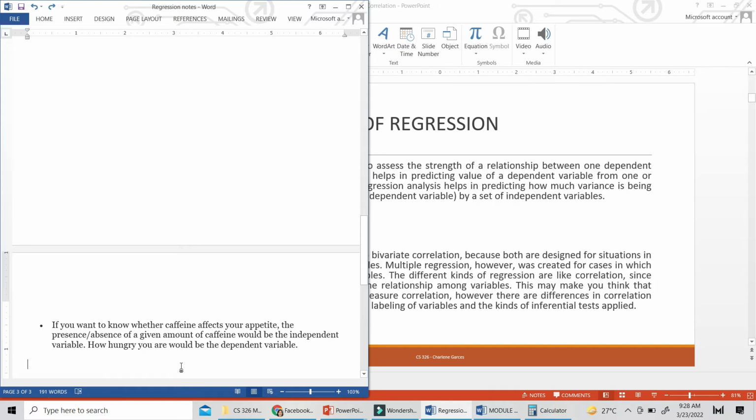However, depende sa imong gikaon or depende sa amount nga imuhang gi-intake with the caffeine will definitely affect your dependent variable. It results depende sa whatever given amount of caffeine you are taking. So diha magdepende ang result sa imong dependent variable. Now, how hungry you are would be your dependent variable. Okay? So that would be for the independent and dependent variable.